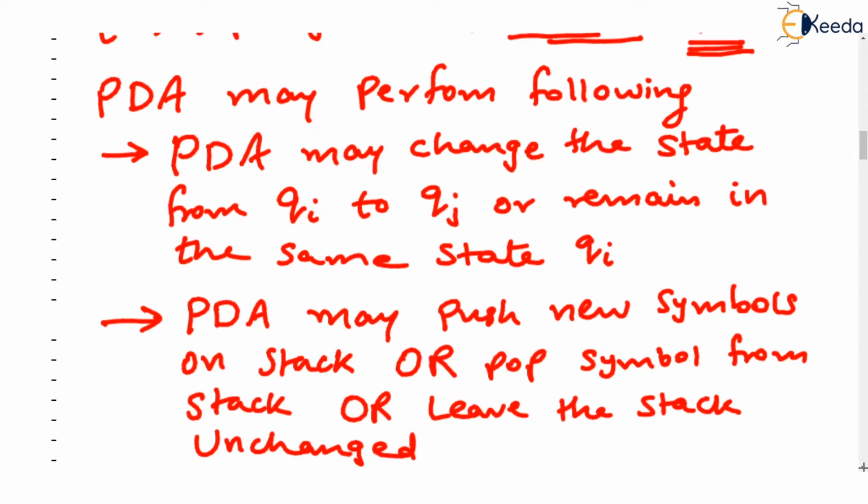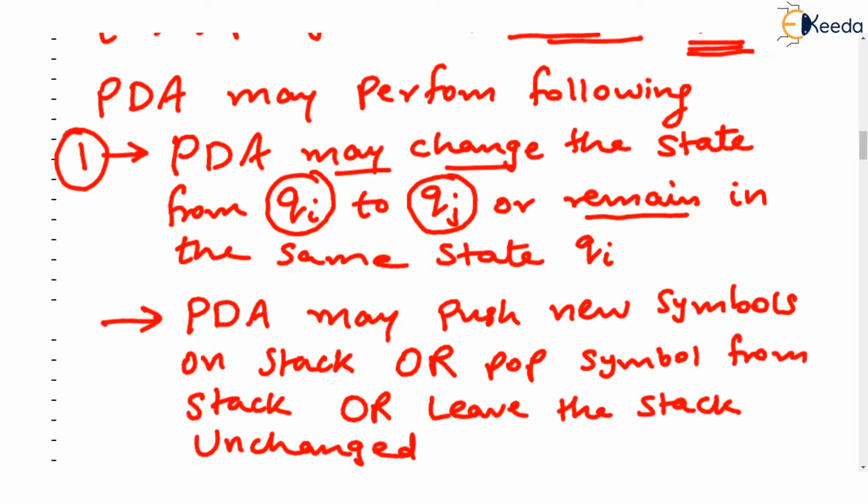First, it may change the state. From Qi, it may go to Qj. That's what DFA also did. When DFA, that is deterministic finite automata, was reading some input A in the state Qi, it may go to a state Qj. It may change or transit to some other state, or PDA may remain in the same state Qi. So on reading the input symbol A from the tape in the state Qi, we may result in a new state Qj, or we may stay in the same state Qi.